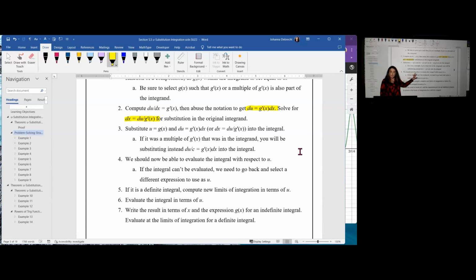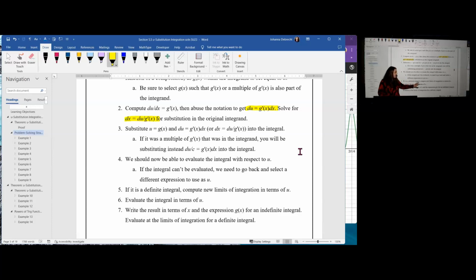At this point, you should have converted everything in the integrand and the differential to something in terms of u and du. And now you can integrate with respect to u. If the integral cannot be evaluated, then it either was not a u-substitution problem or you made a poor choice for u. Go back and try to pick a different inside function.